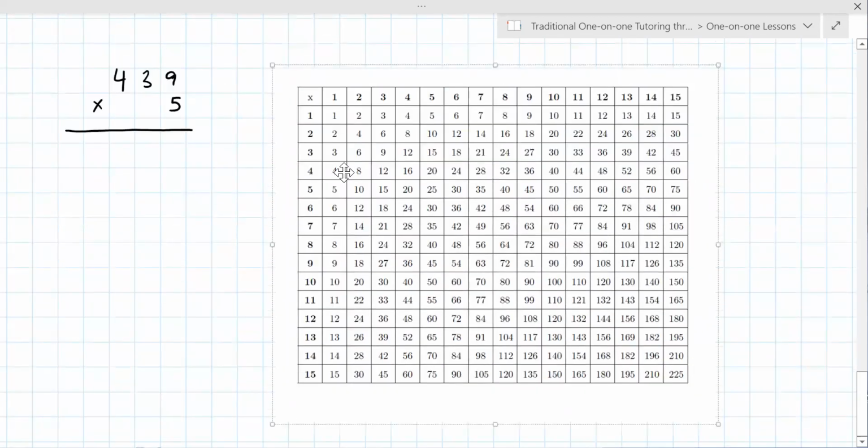Sorry, stop moving that around. 45. Yes, 45. So the 5 goes down here and the carry goes up here. The next number you multiply is the 5 and the 3. What is 5 times 3? 15. And then you add the carry. You add 4 to it. What is 15 plus 4?